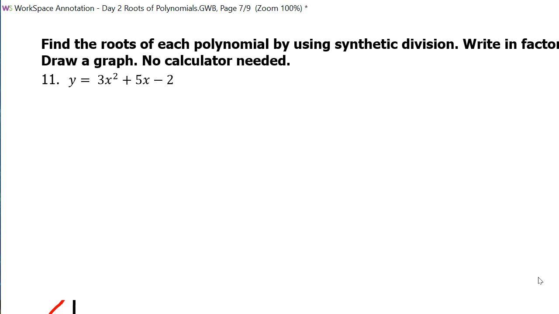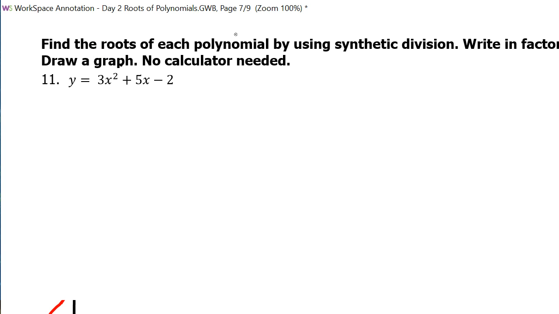Okay, the next problem says to find the roots of each polynomial by using synthetic division, write it in factored form, draw a graph, no calculator needed. Starting off with y equals 3x squared plus 5x minus 2. Now here is a trick. Look for your highest degree. My highest degree is 2. That means I should have 2 x-intercepts, so I should have 2 factors when I write it in factored form.